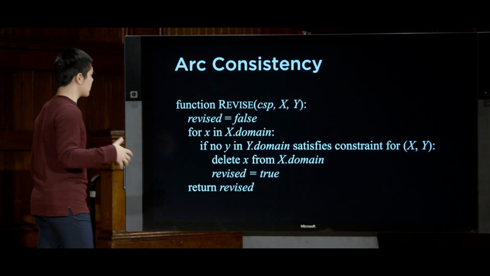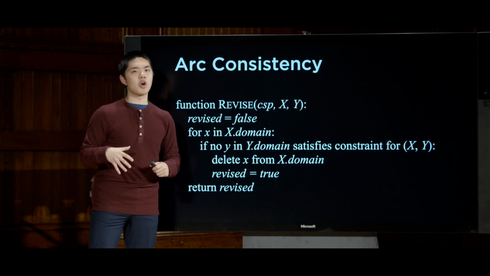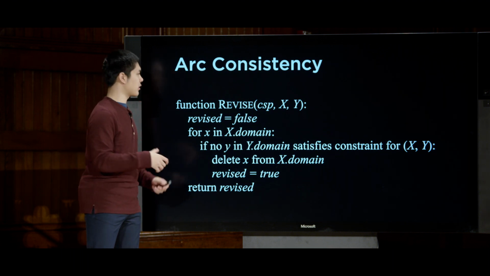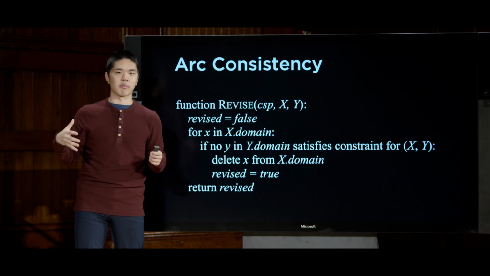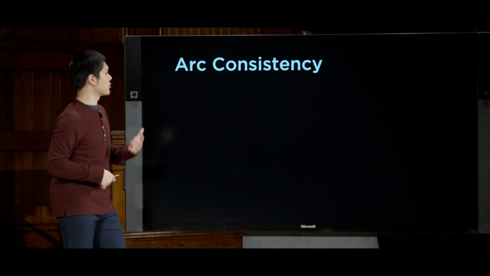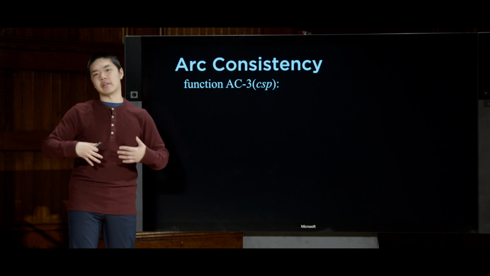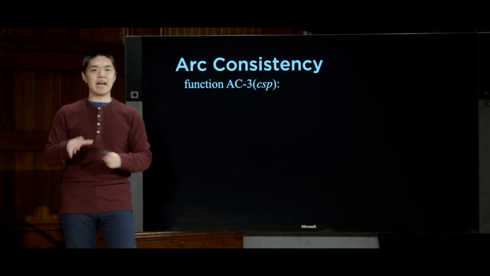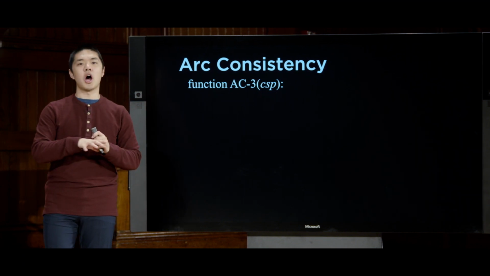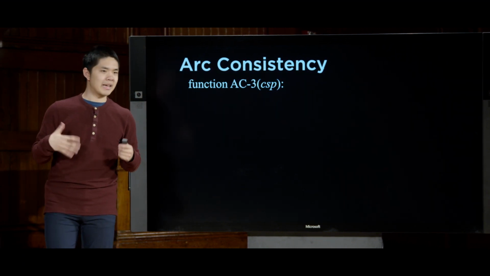But generally speaking, when we want to enforce arc consistency, we'll often want to enforce arc consistency not just for a single arc, but for the entire constraint satisfaction problem. And it turns out there's an algorithm to do that as well, and that algorithm is known as AC3. AC3 takes a constraint satisfaction problem, and it enforces arc consistency across the entire problem. How does it do that?